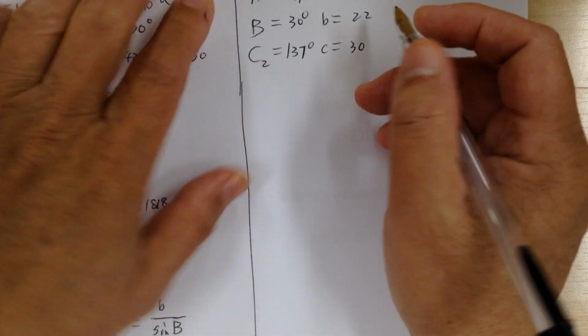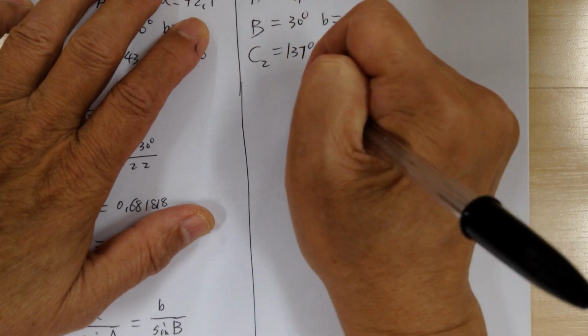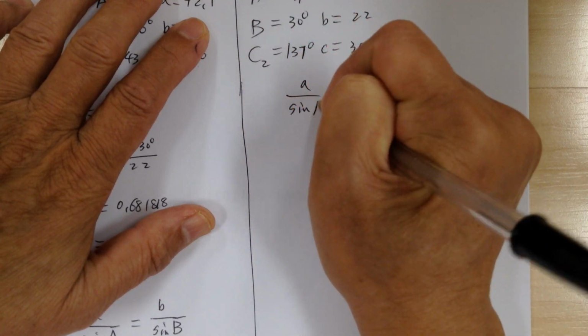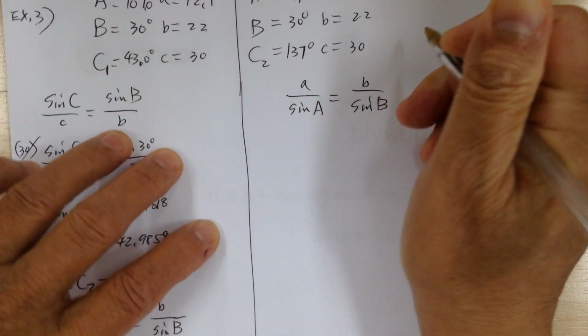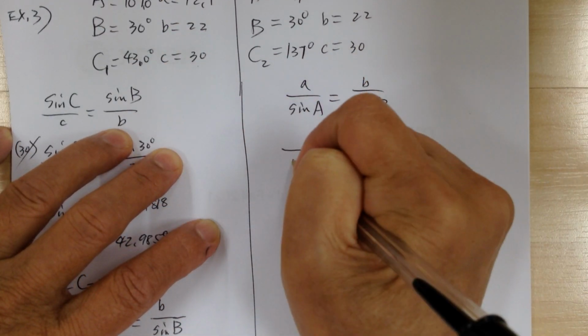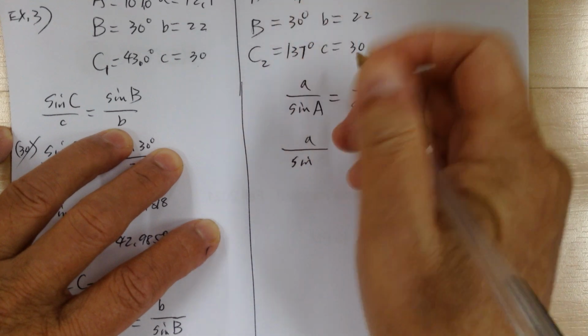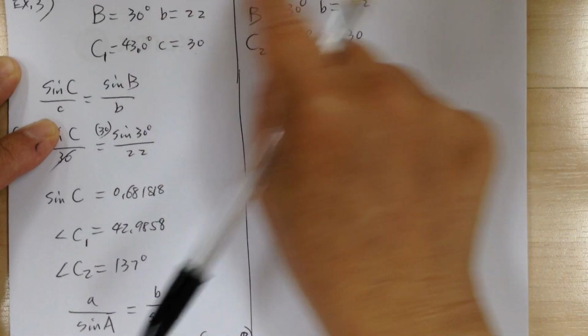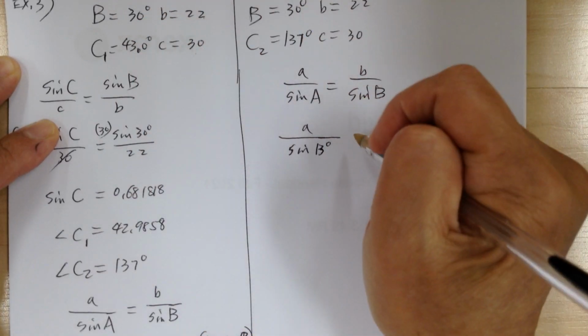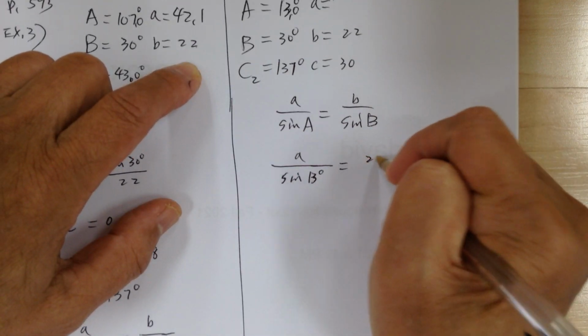Over here, we have to look for this A. So you can write A over sine A equals B over sine B. So substitute everything. So A is 13 degrees. Make sure you separate the two, because over here the A is 107, and here it is 13. So that's why you have to write everything out, so you keep things organized and don't get confused.